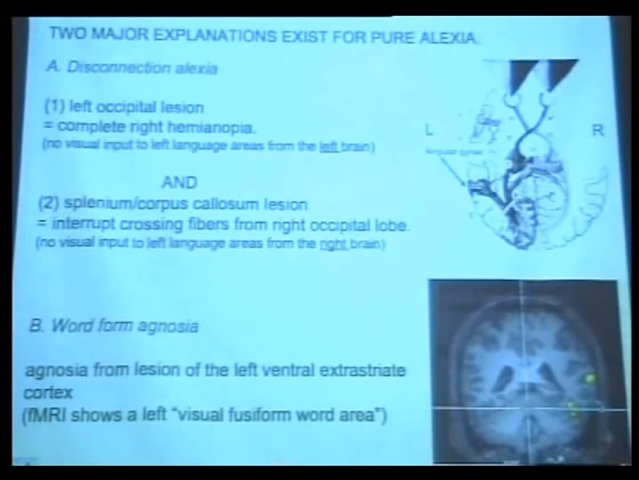The left side visual field that you can still see is processed by the right side, but it can't get to your left hemisphere, which is where all your verbal processing occurs, because of a lesion of the splenium, or the white matter around the occipital horn. So that's the disconnection part.